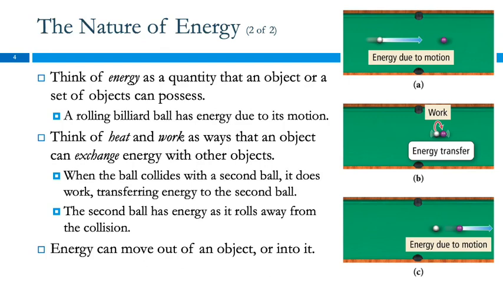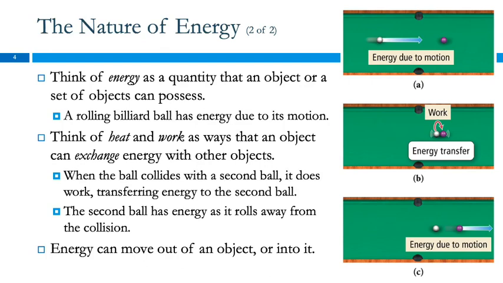So it's helpful to think of energy as a quantity that an object or a group of objects can possess, that can have. So I think money is a good analogy for energy. You can have money, and you can also transfer money to someone else, right? So energy is a lot like money. It's something that an object has. Here we have an illustration of a billiard ball rolling across the table. This has energy due to its motion.